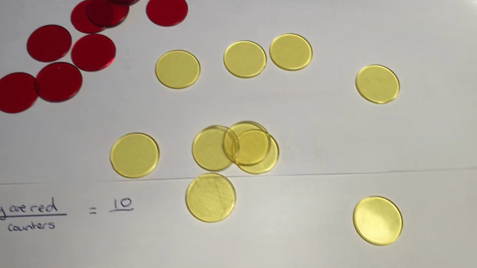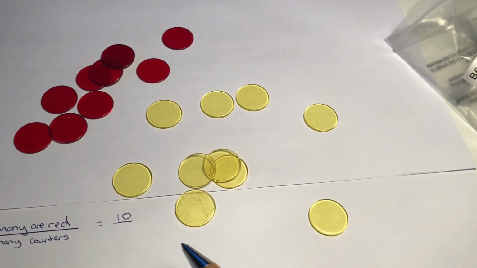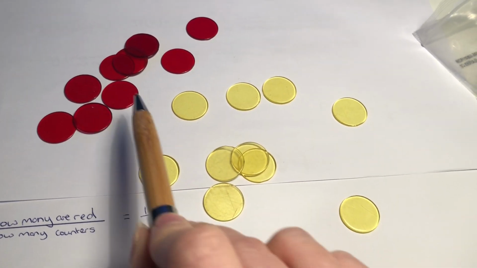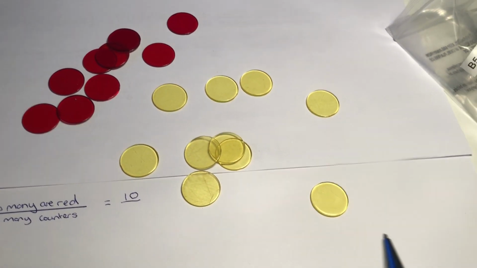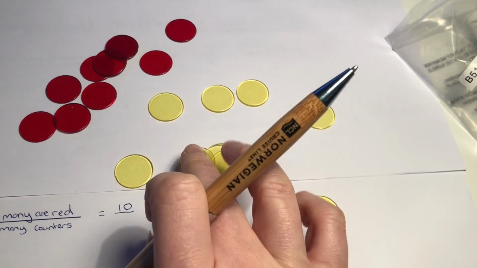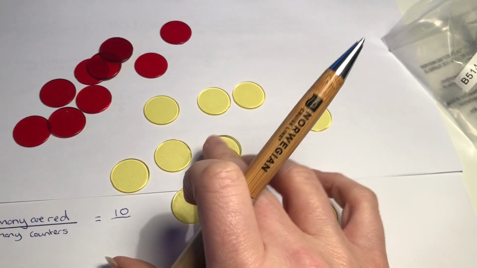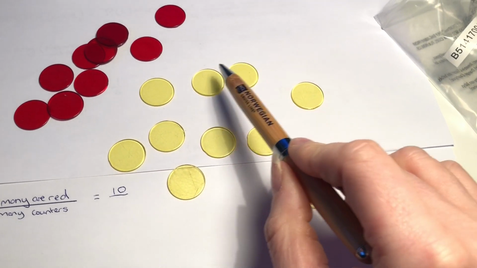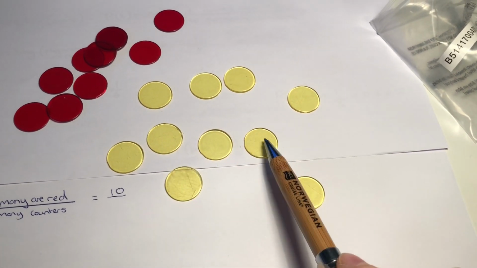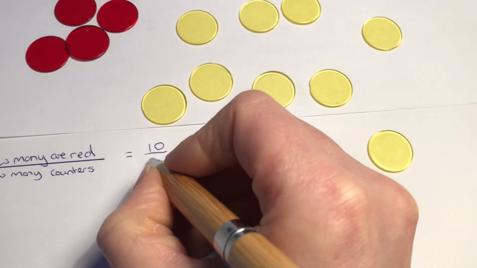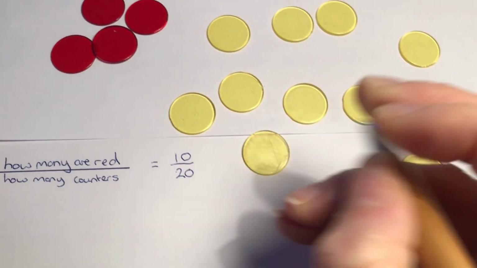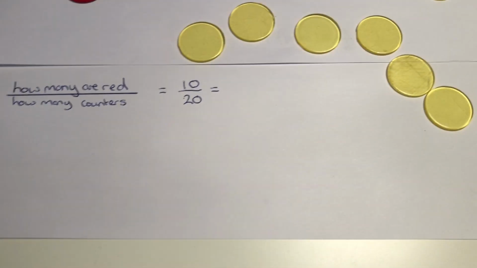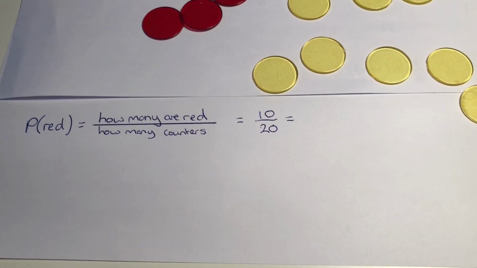Now my bottom number is how many counters are there in total. So remember, my total possible outcomes, I could have pulled this one out, this one, this one, this one, this one. So I need to count all of the counters. So I've already got my 10 reds. I can then just go and continue to count the yellows. So 11, 12, 13, 14, 15, 16, 17, 18, 19, 20. 10 out of 20 counters are red. So what does that equal?